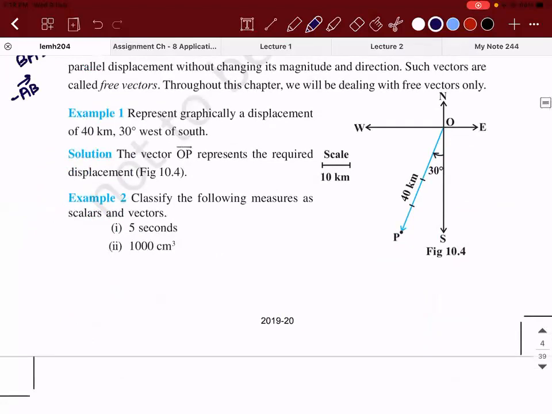Okay. So having said this, we will try to complete the first exercise problems. Example 1: represent graphically a displacement of 40 kilometers, 30 degrees west of south. There are two things that will come: west of south and southwest. What is the difference between both?